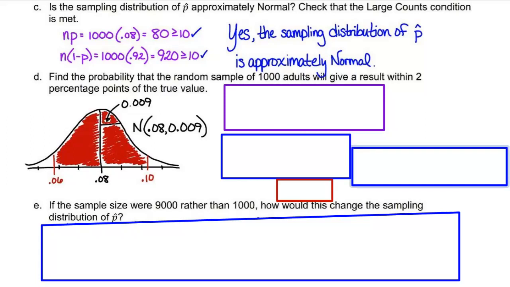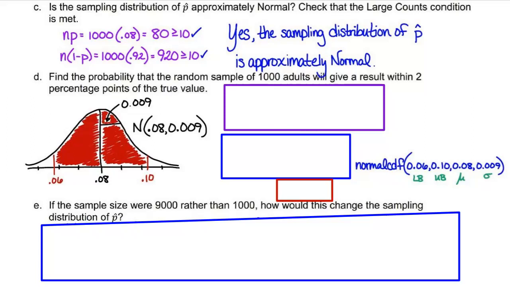Normal CDF. Normal CDF, 0.06 would be my lower bound. 0.10 would be my upper bound. My mean is 0.08. My standard deviation is 0.009. When I pop all of that into my calculator, I get what?